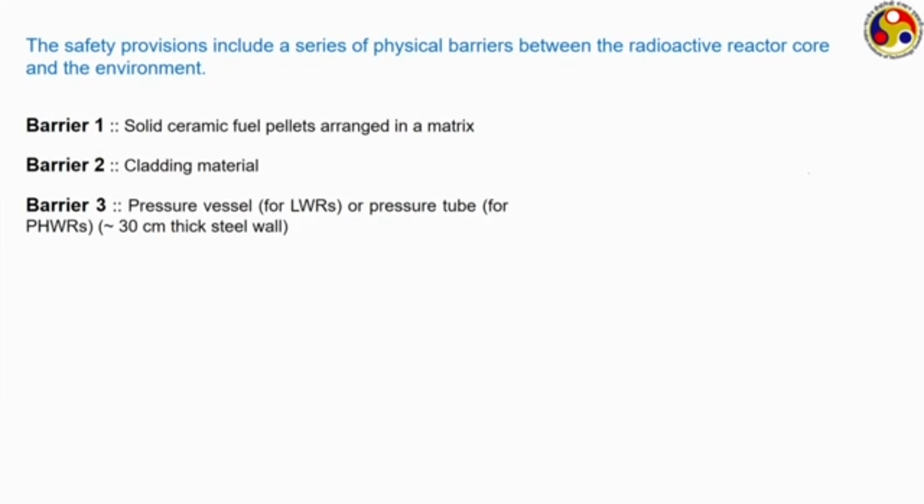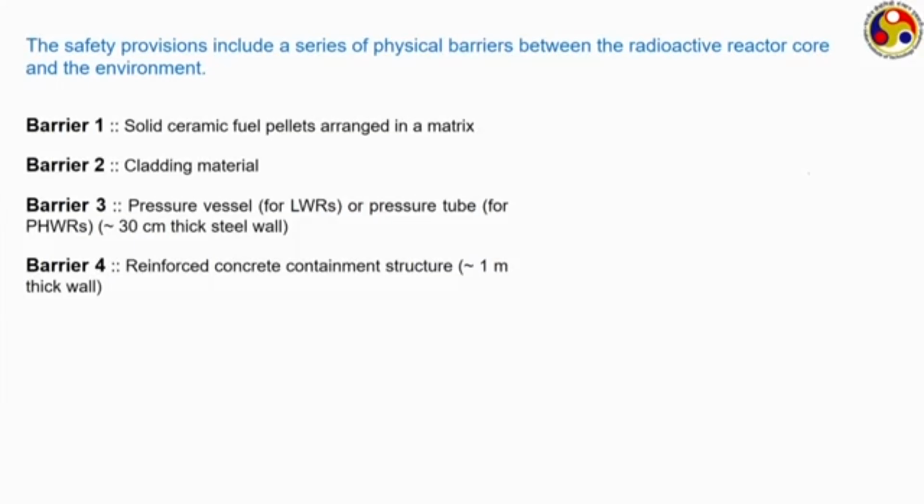Third refers to the pressure vessel or pressure tube. Pressure vessel is pertinent to light water reactors like PWR or BWR, whereas pressure tube type design, I hope you remember, PHWR is a pressure tube type design, and the corresponding walls for this pressure vessel or pressure tube can be very thick. Pressure vessels conventionally have a very thick steel wall, with thickness of the order of 30 centimeters. So, that is the third level of barrier which prevents the leakage of those fission products. And finally, the containment structure, generally made of reinforced concrete, which can be as much as 1 meter thick.